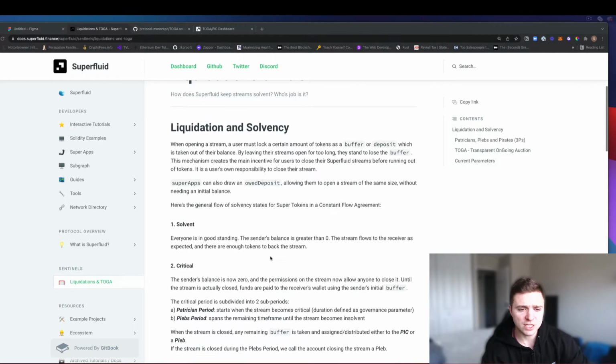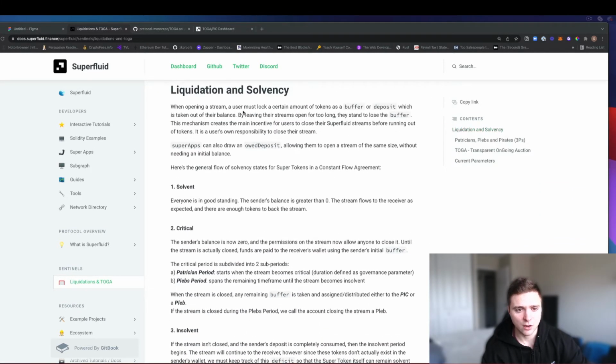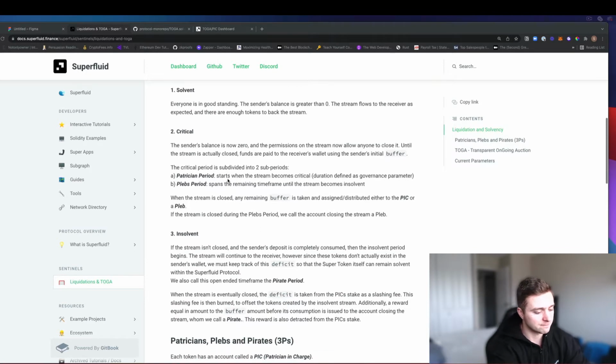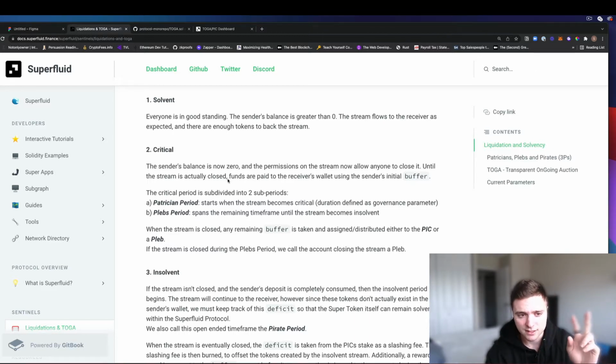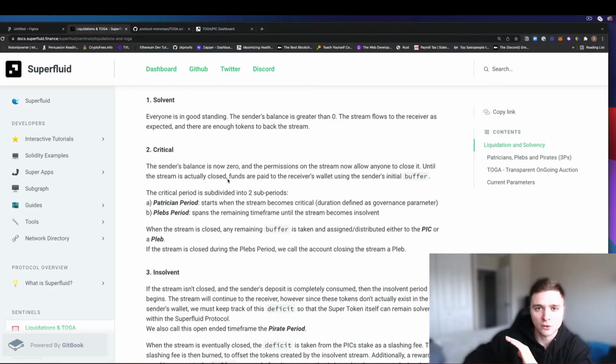But the first thing we see here in this liquidations and solvency section are the 3 different solvency states an account can be in. Okay, so the first solvency state is solvent. Everything's in good standing, nothing to worry about. A user's token balance is greater than 0, so all is okay. The second state is the critical period. Now in the critical state, the sender's balance is now 0, and the permissions on the stream let anybody close it. Until the stream is closed, the buffer is used as a kind of backstop to allow the flow to stay open so that tokens are still being sent to the recipient.